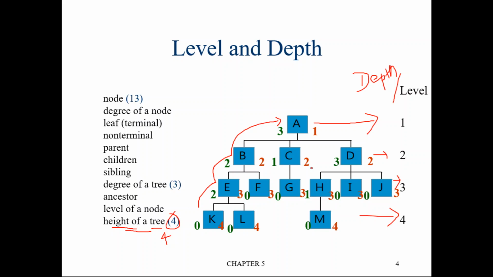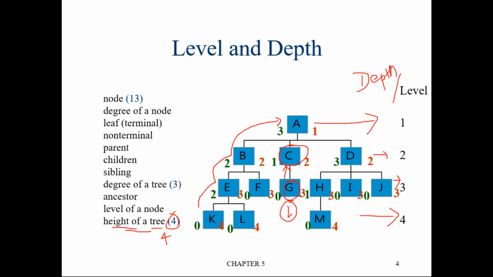For example, if you want to identify the height of C, you can reach C only through one leaf node, which leaf node? G. So to reach C, how many links? Only one link. But to that you have to add one more, so that is 2. So 2 is the height of C.